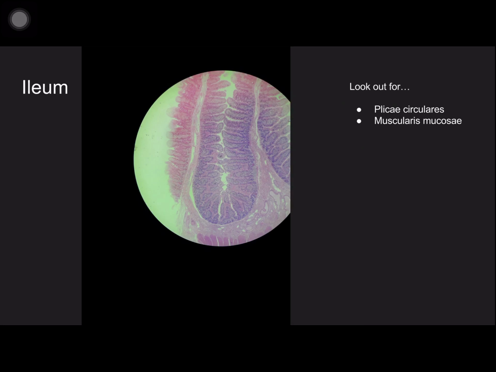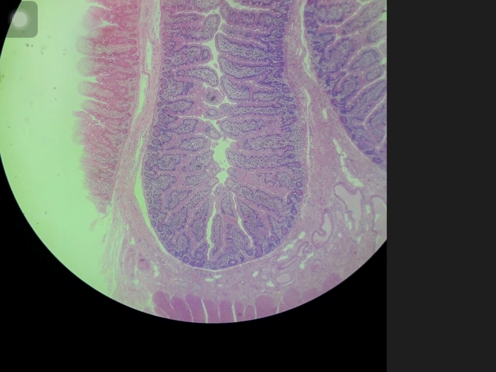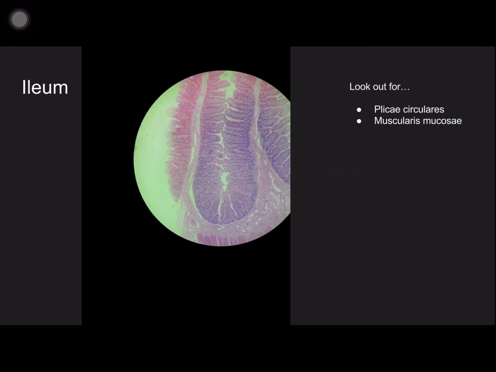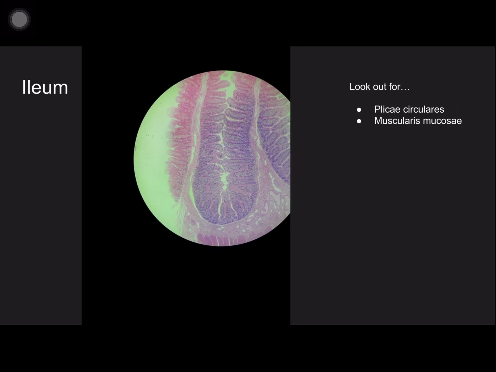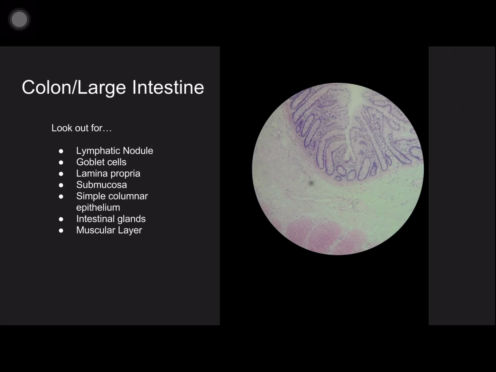Ileum. So for the ileum, we have to look out for plicae circularis. So these things where the folds, and folds in front of them. And there's also a muscularis mucosae layer on the outside, that pinkish layer. Plicae circularis in the middle, muscularis mucosae on the outside for the ileum.